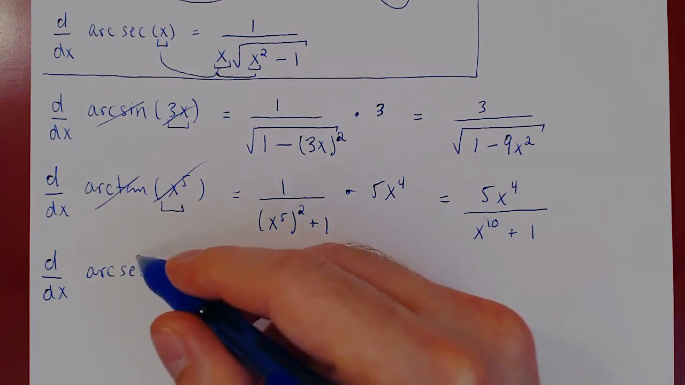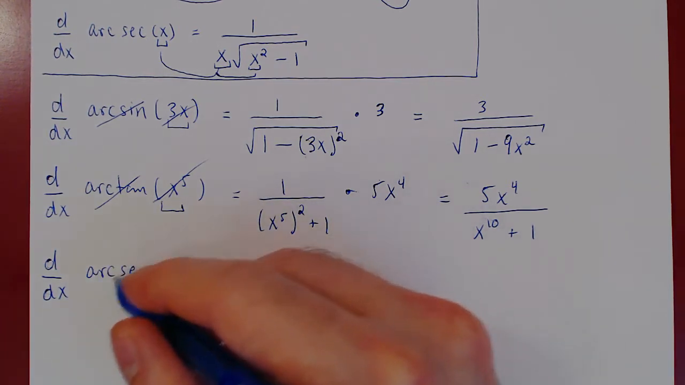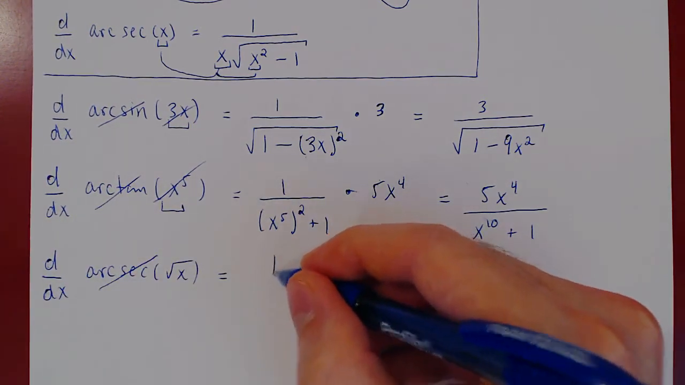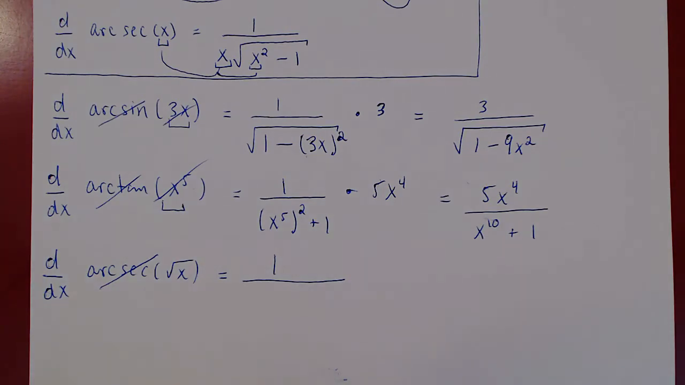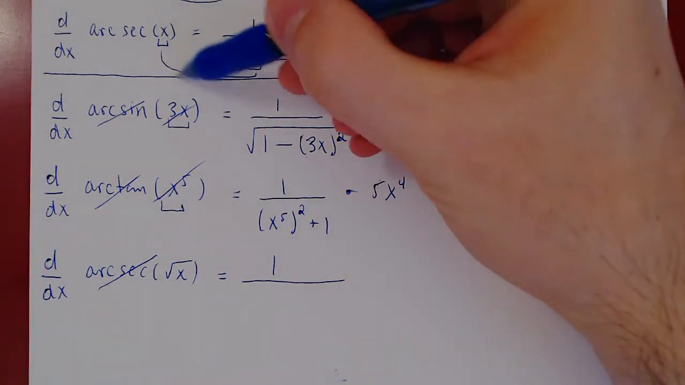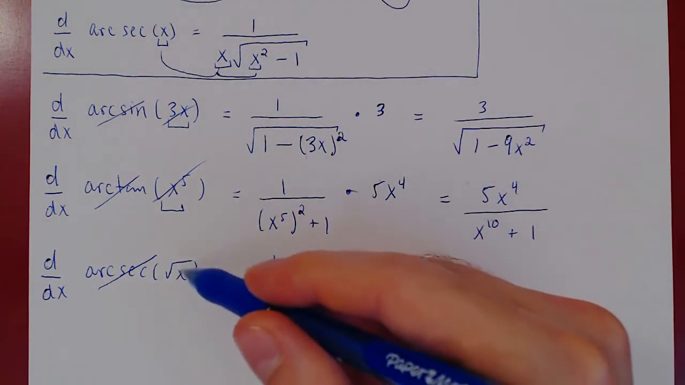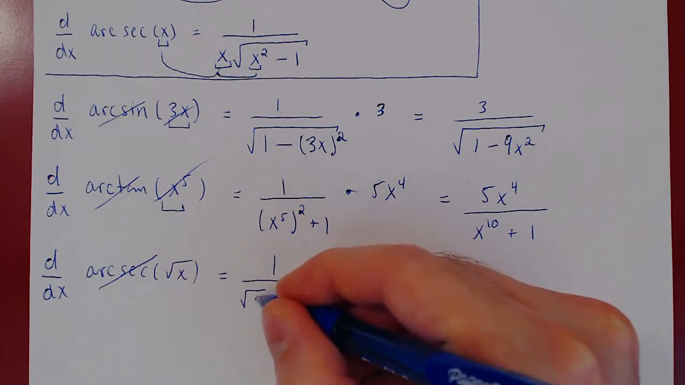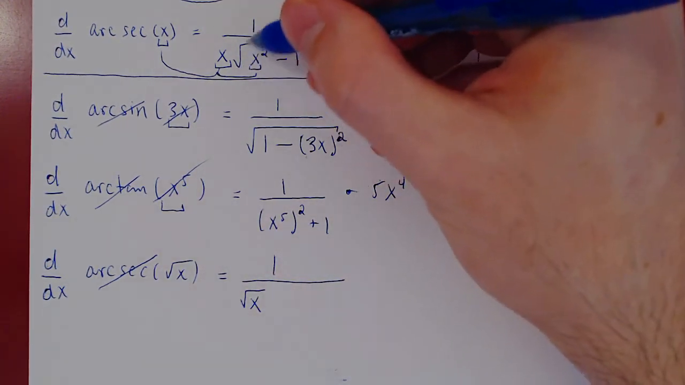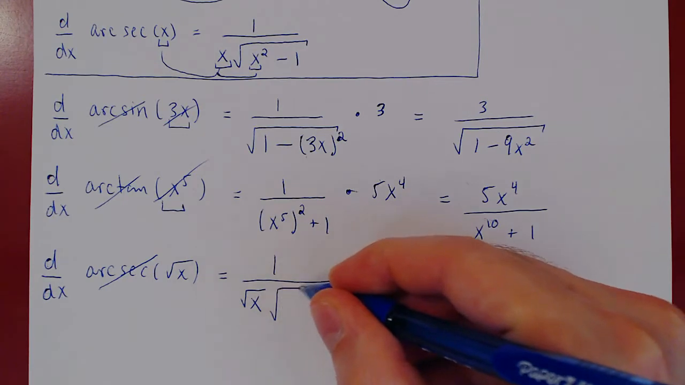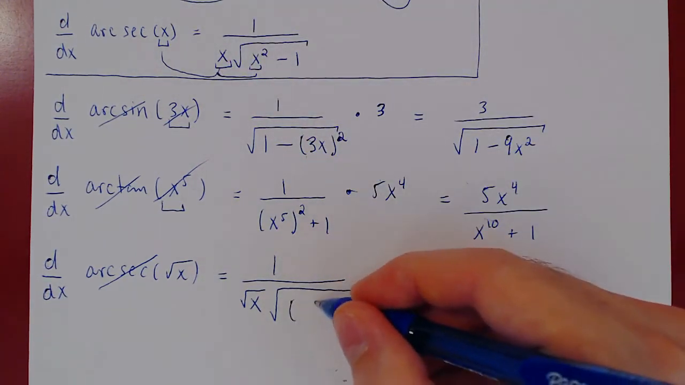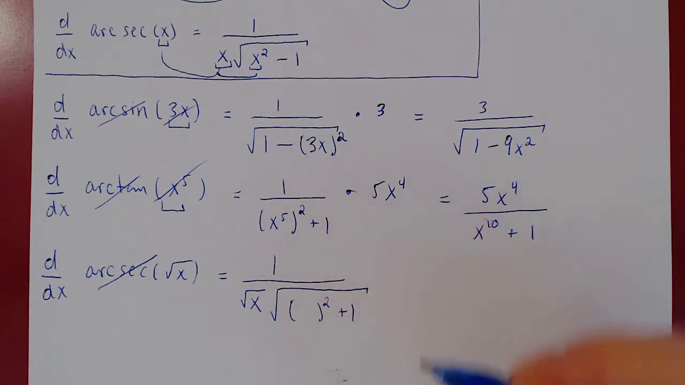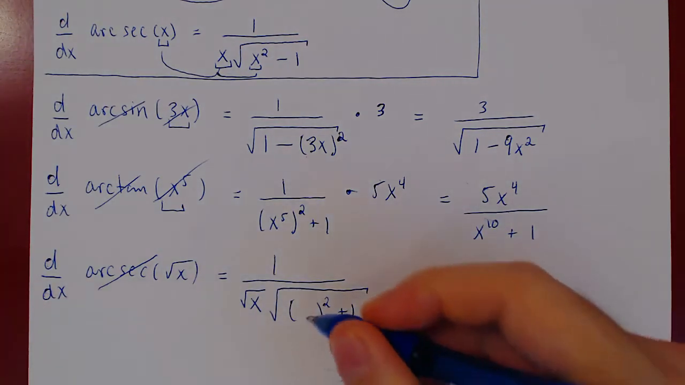So the outside function is arcsecant, differentiate that, 1 over the argument, whatever it may be. The argument here is root of x, so root of x, times the square root of the argument squared plus 1, and here the argument again is root of x.